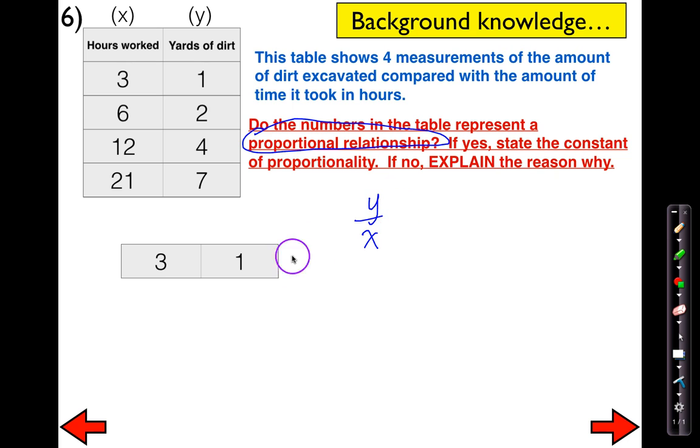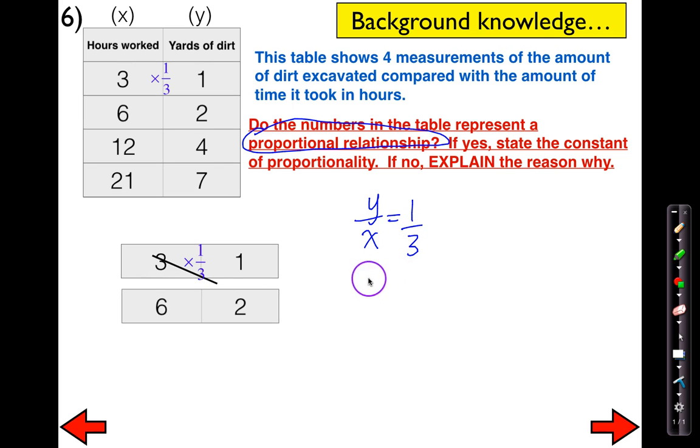So in this case, y is 1 and x is 3. So I am multiplying 3 by 1/3 to give me 1. And then we have 6 and 2. Here, if I set it up as y over x, I would have 2 over 6. But that also would be the same as multiplying it by 1/3.